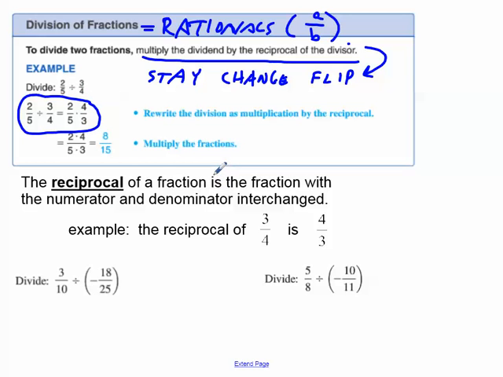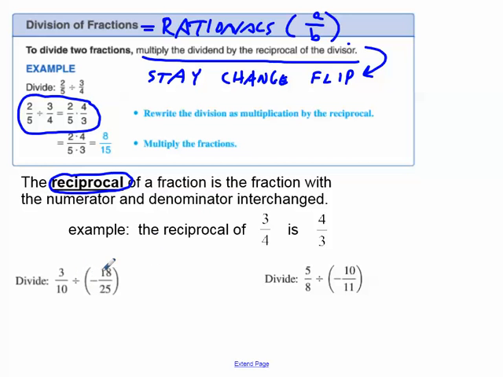By the way, here's the definition of reciprocal. The reciprocal of a fraction is the fraction with the numerator and denominator interchanged. So the reciprocal of 3/4 is 4/3. 4 goes to the top, 3 goes to the bottom. So there we go.